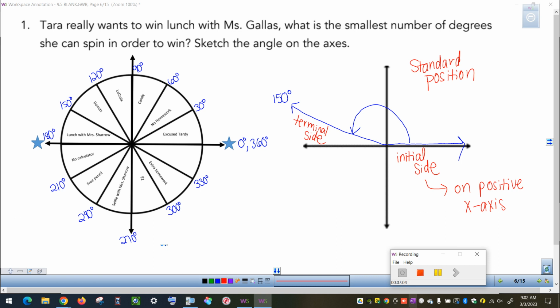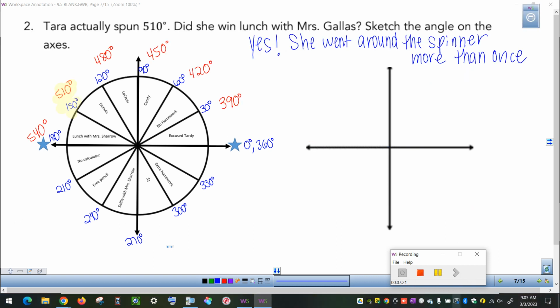This position would be 420. This position would be 450. We're still adding 30 degrees each time. So take a moment here on your own, and I want you to decide where is the 510 degrees, and did she actually win the prize that she wanted? All right, so if we do keep counting around our circle, continually adding 30 degrees, it looks like, yes, she got the prize that she wanted. She just went around the spinner more than once.